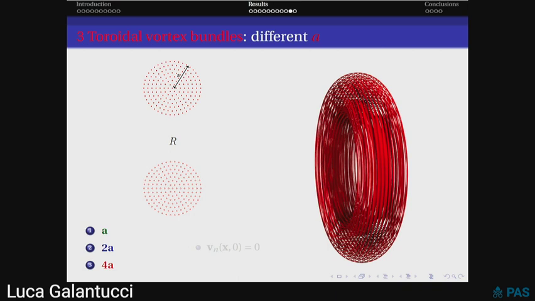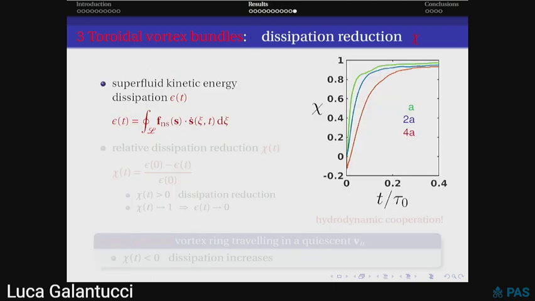simulation. We take 3 different values of the small radius a. This means that vortices are closer or less close to each other, with an initial quiescent normal fluid. And we monitor the dissipation of superfluid kinetic energy, which is the integral along the line of the scalar product of the mutual friction force and the velocity. And we computed the relative dissipation reduction chi, which is the difference between the initial dissipation and the dissipation at time t, divided by the initial dissipation.